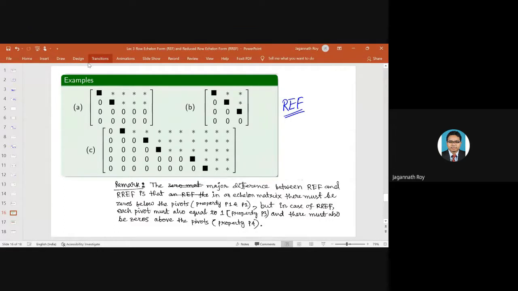Okay, these are the structure of the REF. It can be 0. See here, it can be 0 also for REF, as we have seen in the previous examples. And the zeros will be at the bottom. So here also zeros will be at the bottom, if they exist. For this particular example, zeros are not there.